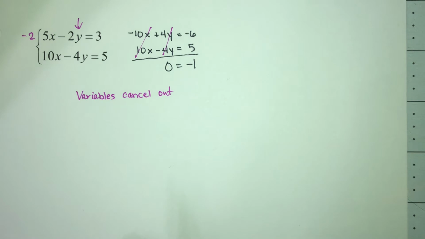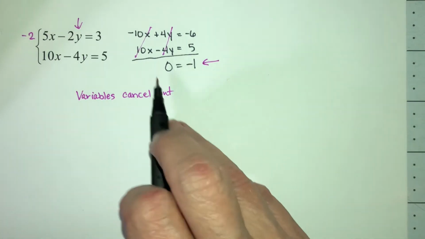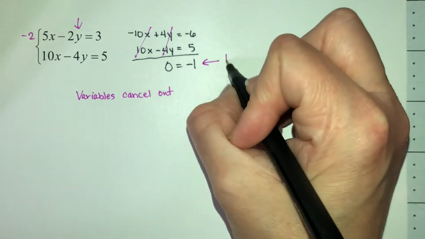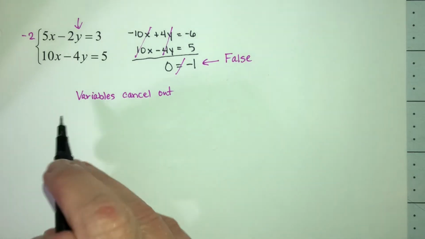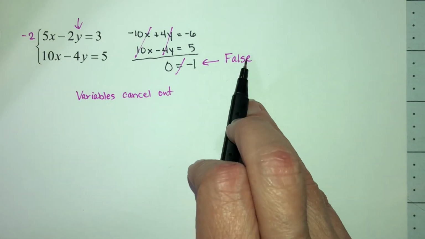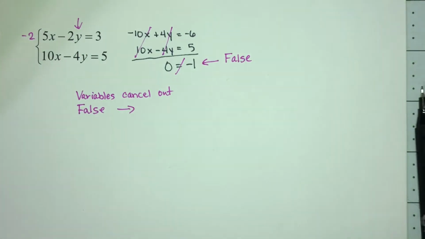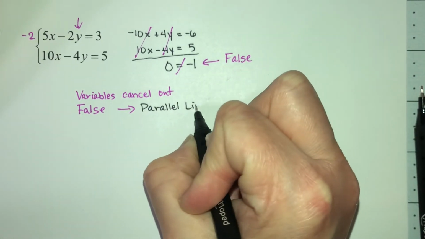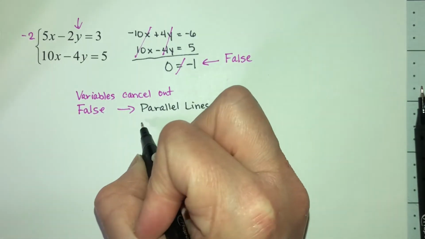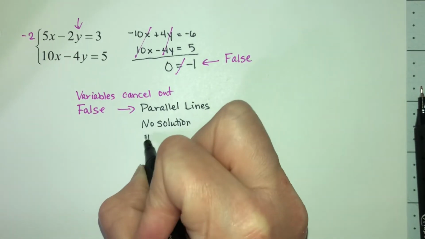Now you need to decide whether you have parallel lines or if you have infinite solutions. And what you do is you look at what you have right here. Does 0 equal -1? This is false. 0 does not equal -1. So if your variables cancel out and you get something that is false, then what you have is parallel lines. So this is no solution, and this is inconsistent.